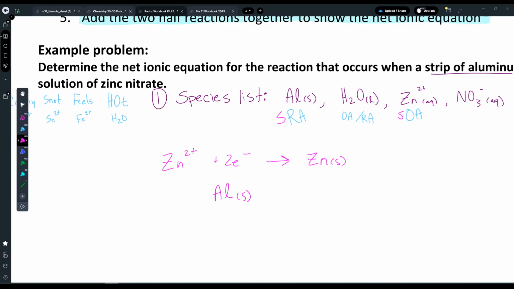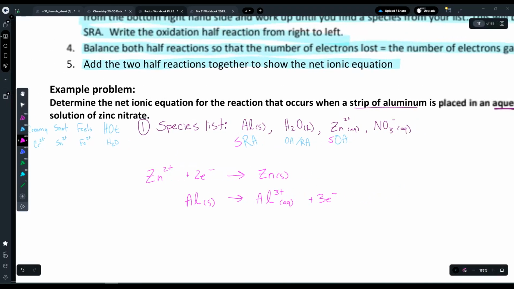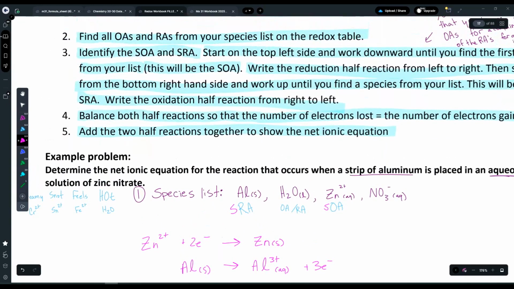And I like to line up the reaction arrows so that it makes it easier to see the product side versus the reactant side. So aluminum 3 plus aqueous plus 3 electrons. All right, so that is step number 3 done.